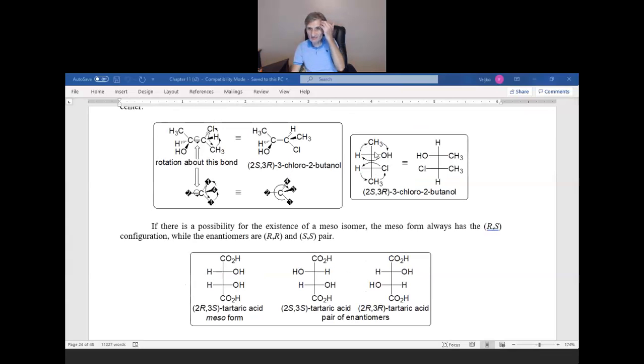with these transformations. Now, one thing you may want to do with these transformations is, if you're working on pen and paper with Fischer projection, it could get confusing moving these things around, OH, H, and so on. Instead, isolate each chirality center. So draw the chirality center as a cross, and then determine priorities.